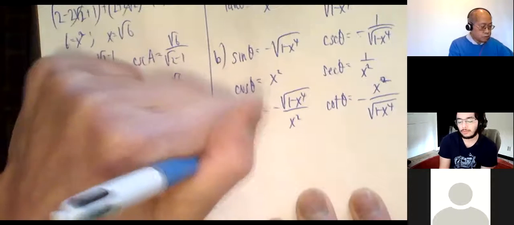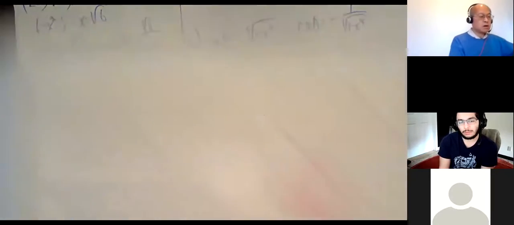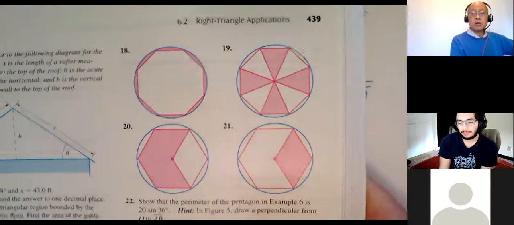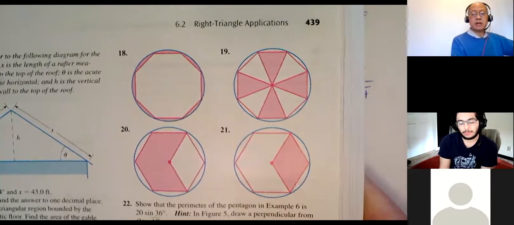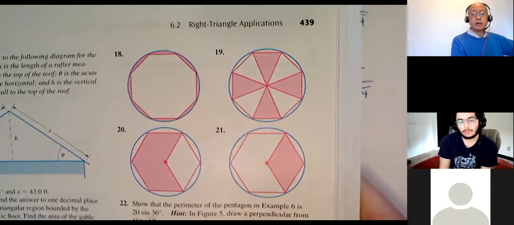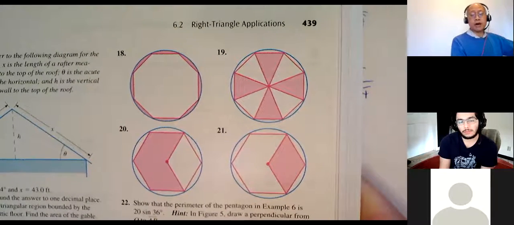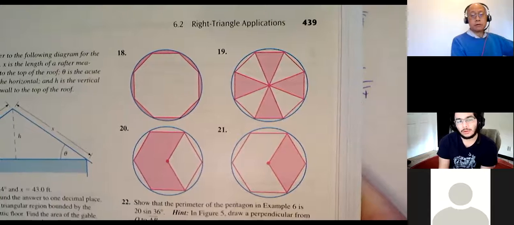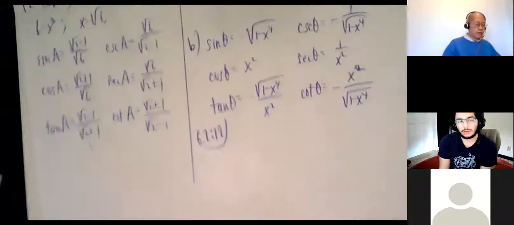Okay, 6.2, number 19. So this has 1, 2, 3, 4, 5, 6, 7, 8 sides, right? It's an octagon, and you're shading in half of it. So why don't I find the area of the entire octagon and divide it by 2, right? So I'll do it that way.